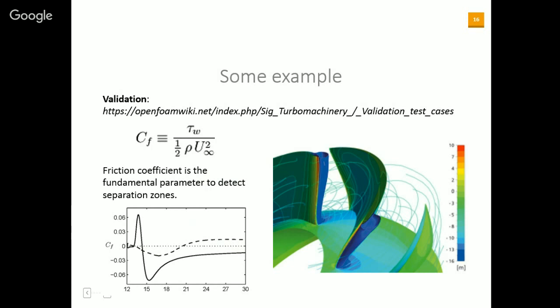There is a coefficient named friction coefficient, defined as the wall shear stress divided by rho and u squared divided by 2. And by having a look at this coefficient's development along the blade, it's possible to detect whether we are in case of a separated flow or not.